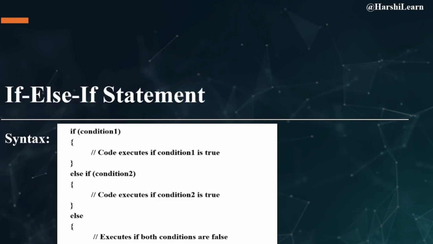Let's see the syntax. See, if the first condition is true, it will execute the first block of code. Otherwise, it will come to this else if block and it will check the second condition. So if this second condition is true, it will execute this code. Otherwise, it will come to this else block. If both the conditions are false, then only it will come to this else block. Let's see this with a practical example.